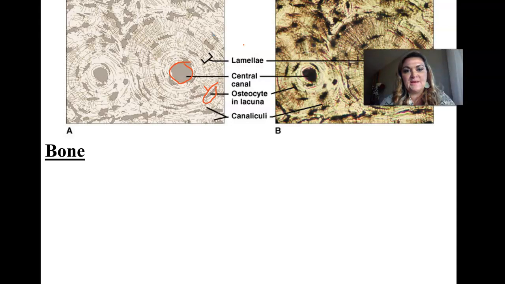These little radiating lines that you see going between each one of those osteocytes from lamellae over to the next are going to be referred to as canaliculi. Those are going to allow cytoplasmic extensions between one osteocyte and the next so they can exchange nutrients and different things that they might share.